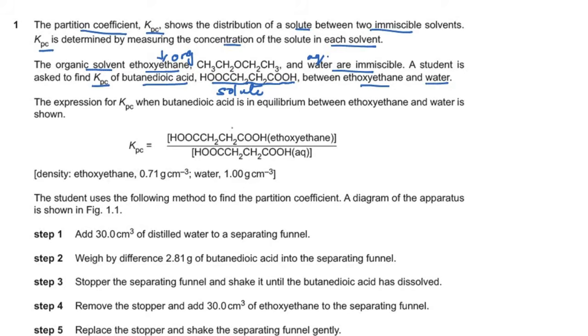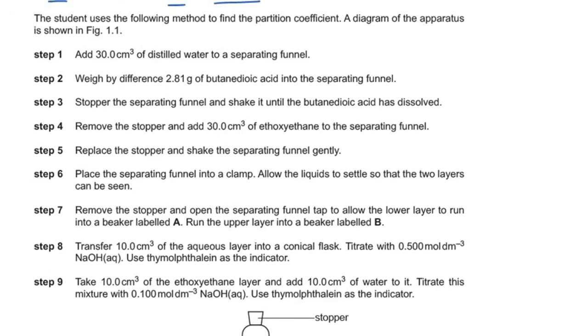And here is the expression given: the concentration of butane dioic acid in ethoxyethane upon the concentration of butane dioic acid in the aqueous, that is water, as a solvent. The density of both these solvents are given here, and the method is also given, what are the different steps to be followed when the ethoxyethane partition coefficient is calculated. You can pause the video and read all these steps here, because I'm not going to read it in detail. But let's see that only 30 centimeter cube of distilled water is taken in the separating funnel, and the weigh by difference is 2.81 gram of butane dioic acid is added in the separating funnel, and then the whole process is performed.